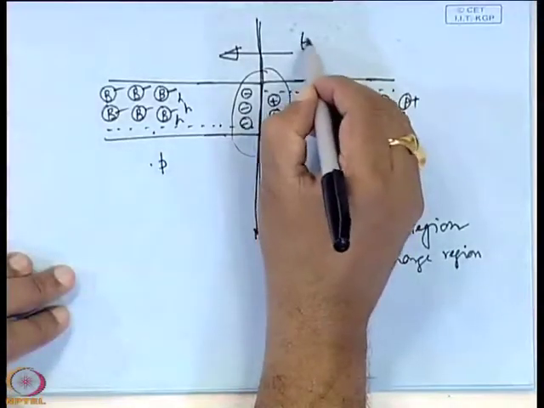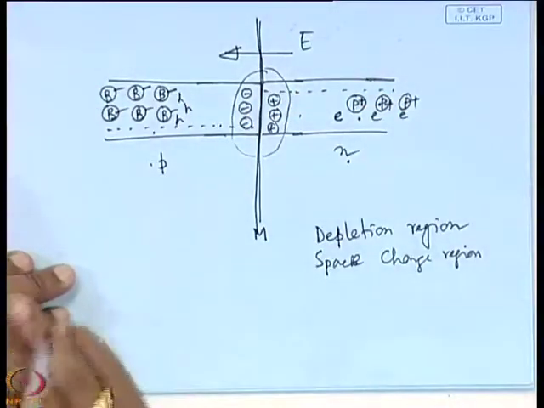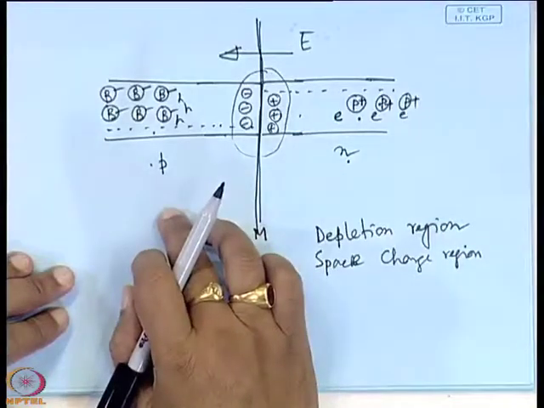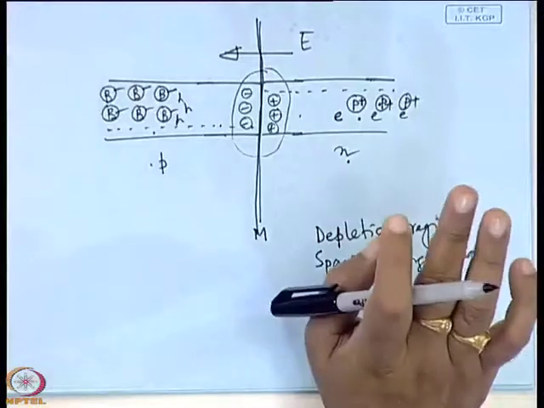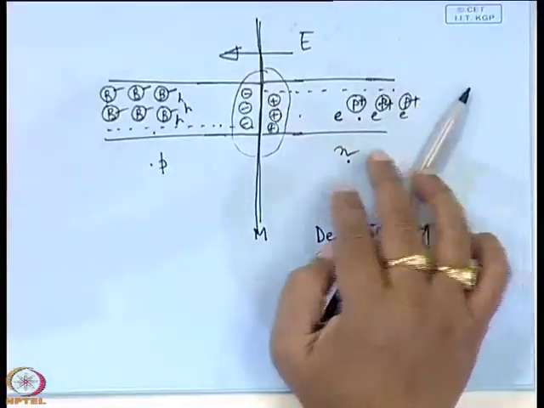So, the electric field will be generated, and that electric field will prevent further diffusion of charge carriers from the N region to the P region, or from the P region to the N region. When the electric field is generated, a built-in potential will also be generated because of that field. Okay. So, diffusion will be stopped.